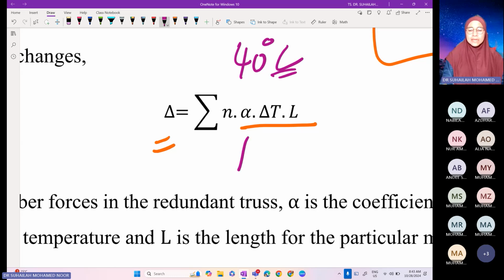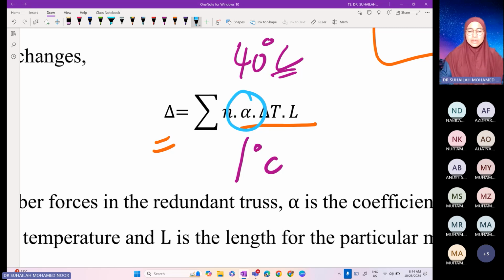Alpha ni unit dia per degree Celsius. Dia adalah coefficient of thermal expansion which is depending on material. So kalau you search dekat Google tu, you boleh tengok type coefficient of thermal expansion, tak payah Google lah, ChatGPT pun boleh. What is coefficient of thermal expansion, nanti dia akan explain. Okay, nanti kalau ada masa kita tengok dekat ChatGPT apa definition ni. So alpha ni adalah in unit per degree Celsius sebab dia akan neutralkan, akan cancel unit degree Celsius.